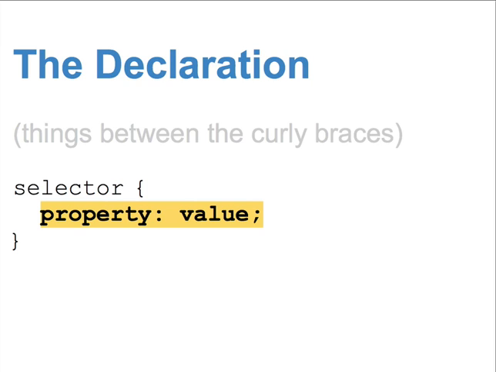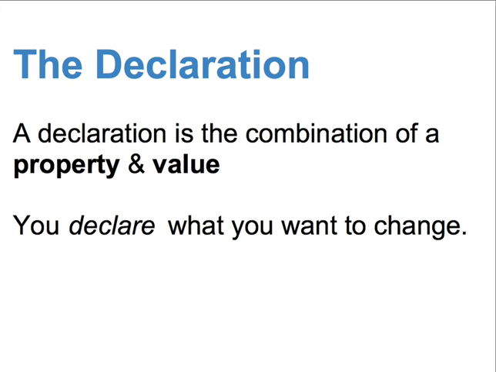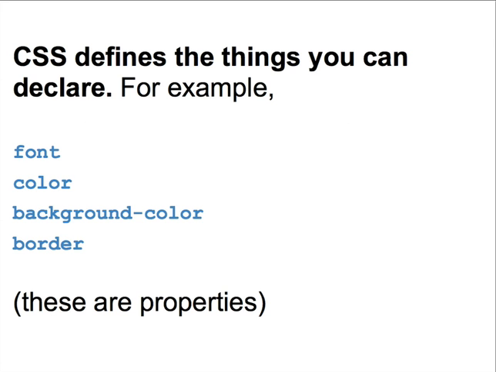All right, now onto the declaration. In other words, the thing between the curly braces. Here you have property value pairs. So it's the combination of a property and value. You declare what it is you want to change and how you want to change it.